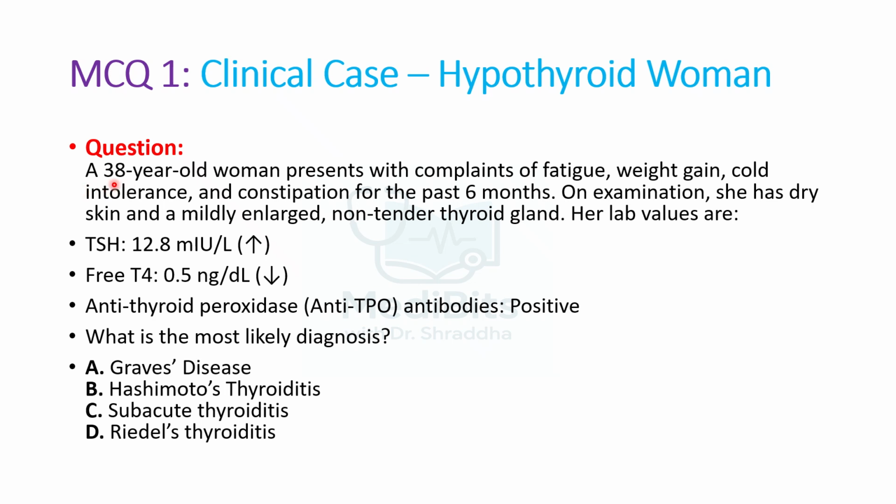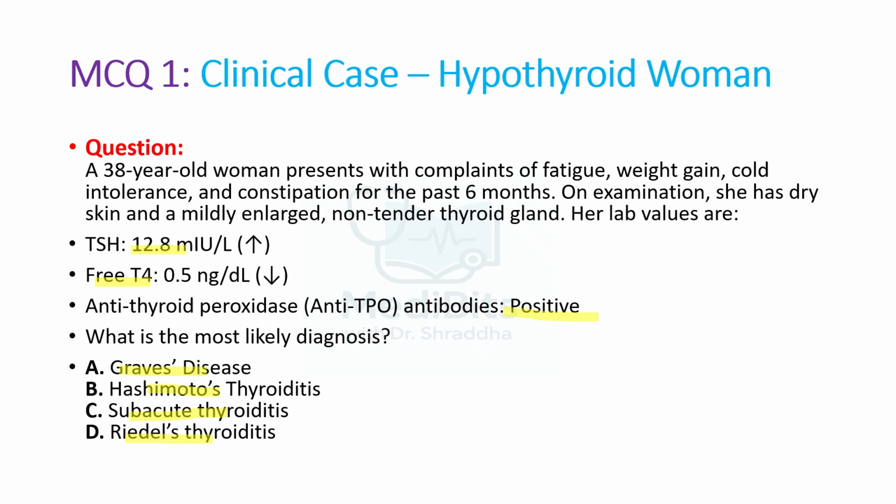So the question consists of a 38-year-old woman who presents with complaints of fatigue, weight gain, cold intolerance and constipation for the past 6 months. On examination, she has dry skin and a mildly enlarged non-tender thyroid gland. Her lab values are TSH 12.8, that is increased, free T4 0.5, that is decreased, and anti-thyroid peroxidase, anti-TPO antibodies are positive. What should be the most likely diagnosis? Your options are Graves' disease, Hashimoto's thyroiditis, subacute thyroiditis or Riedel thyroiditis.